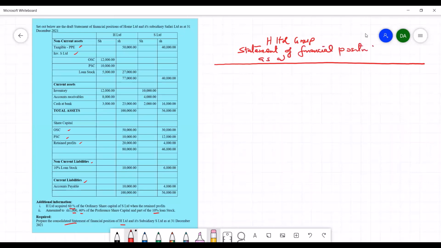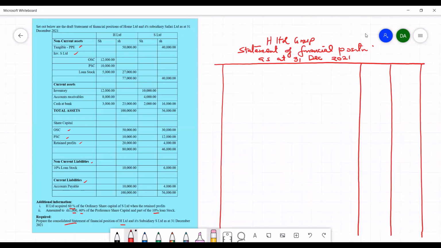As at 31st December 2021. Now, to prepare this consolidated statement of financial position, we are going to start with non-current assets.